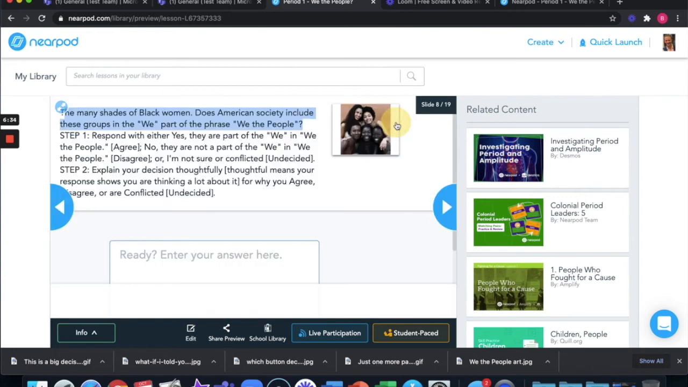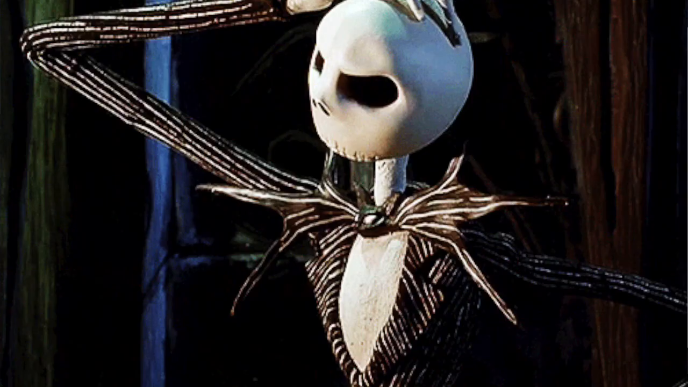And when you type your response, I'm looking for two things. So for step 1, you're first going to state whether you agree that yes, they are considered we the people in American society, or no, they are not part of we the people according to American society, or I'm unsure, I'm conflicted. Then the second step, you're going to explain your decision. In other words, whatever you say, yes they are, no they aren't, I'm undecided, you're going to explain why, and you're going to explain it thoughtfully. And remember, thoughtful means your responses show you are thinking a lot about it.